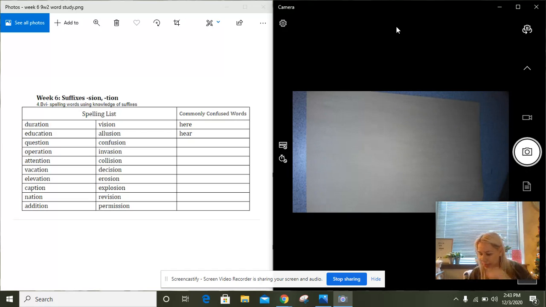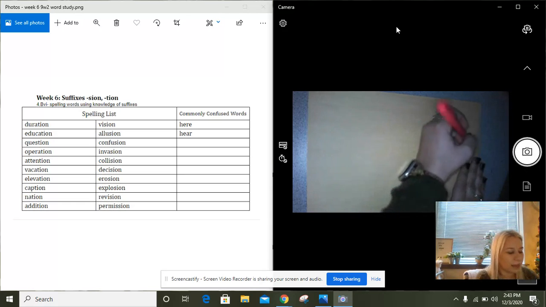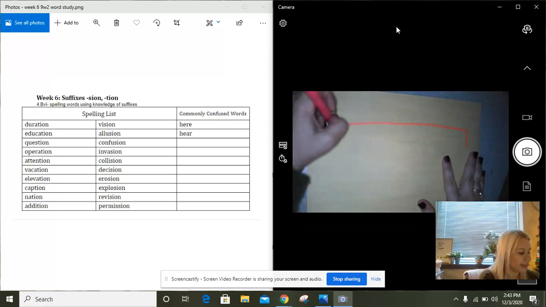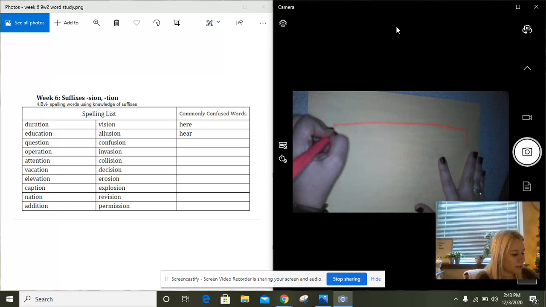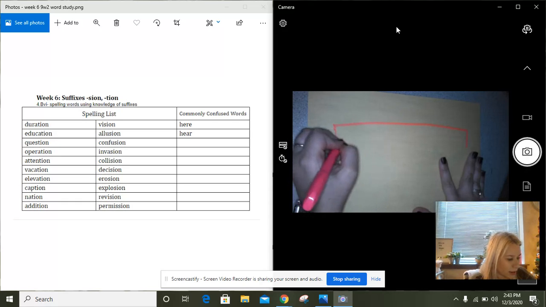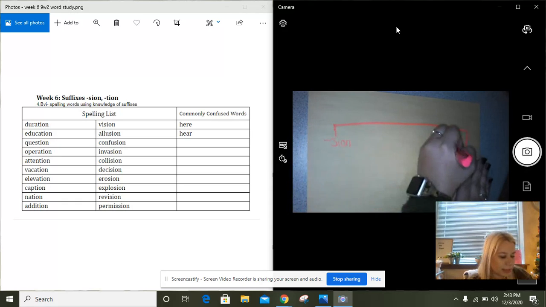So I feel like using pink this week. So I'm going to draw. I have 2 themes for this week. I have SION and TION.